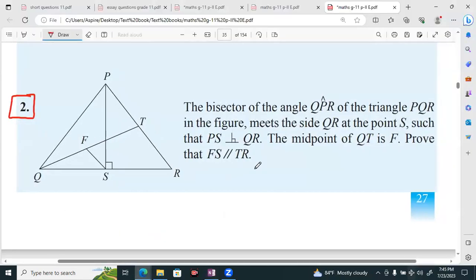Okay, please move to this question. Please write down this one. And read this question carefully. You will feel it is very difficult to solve this one.